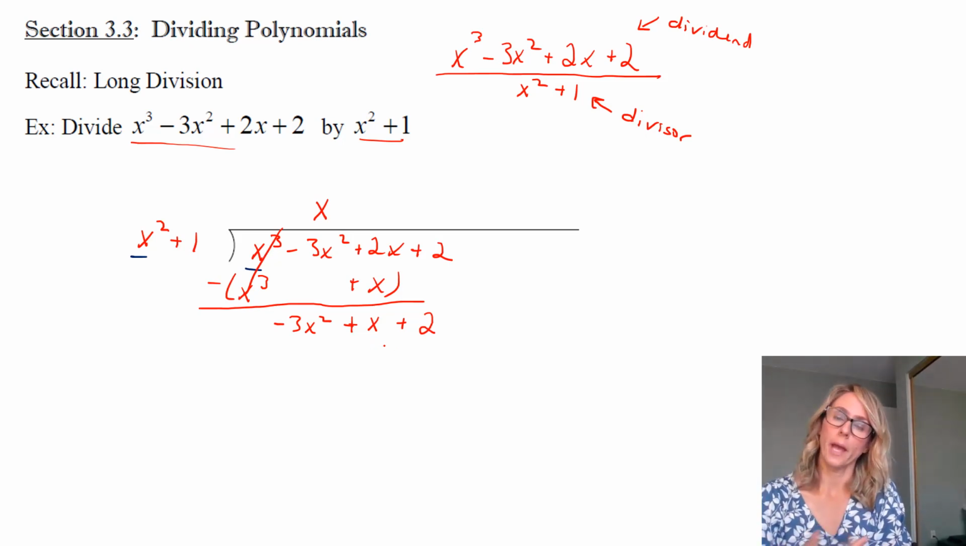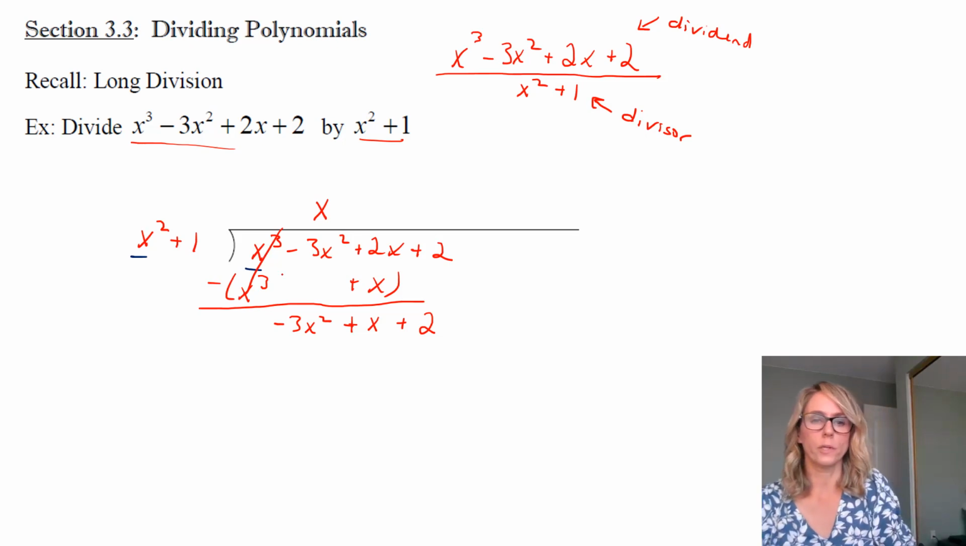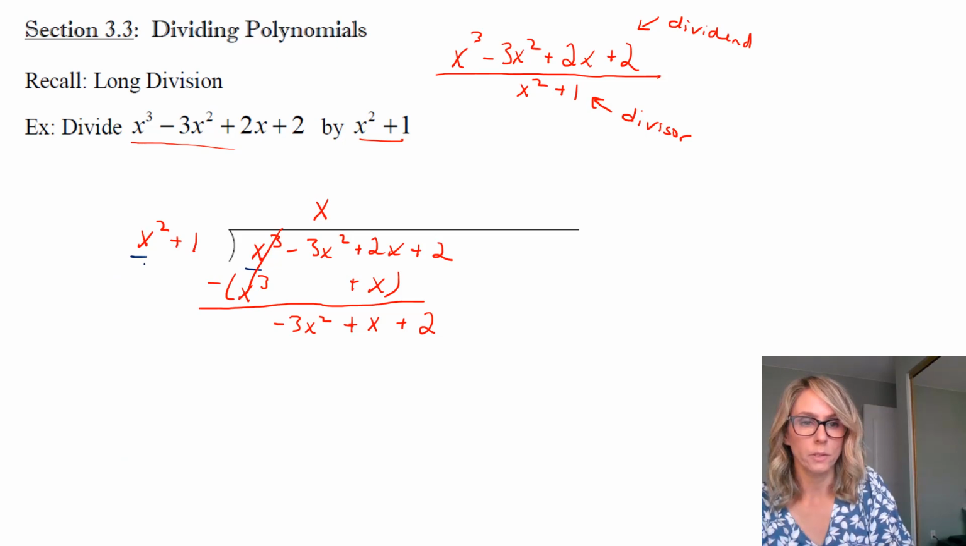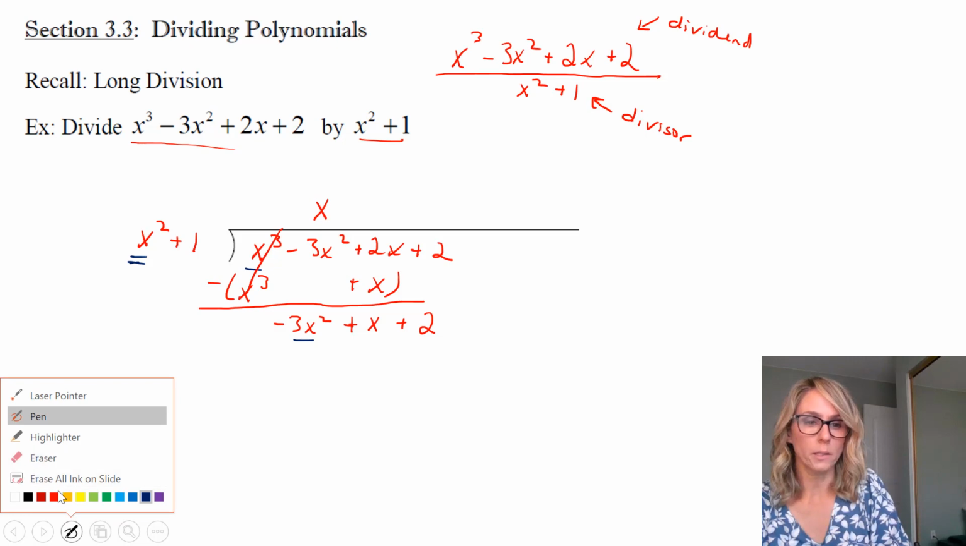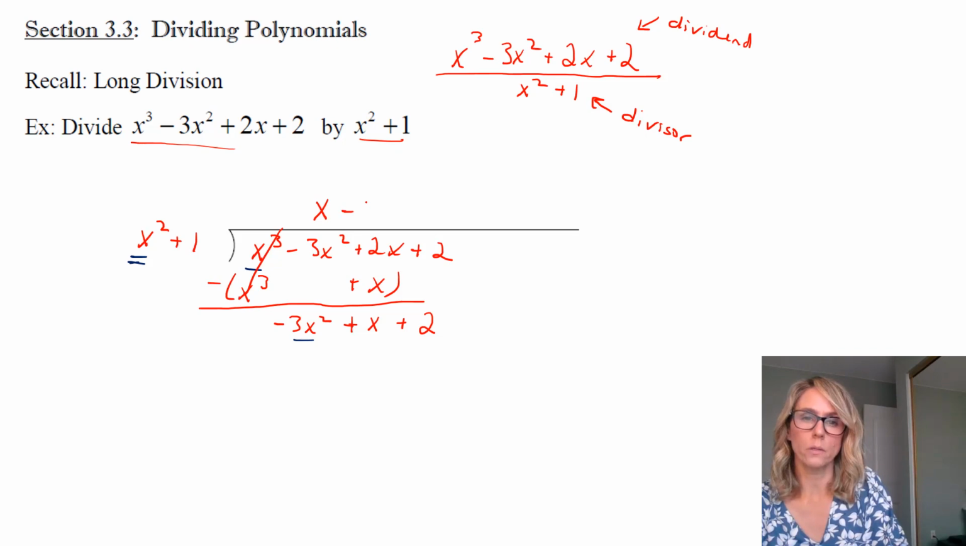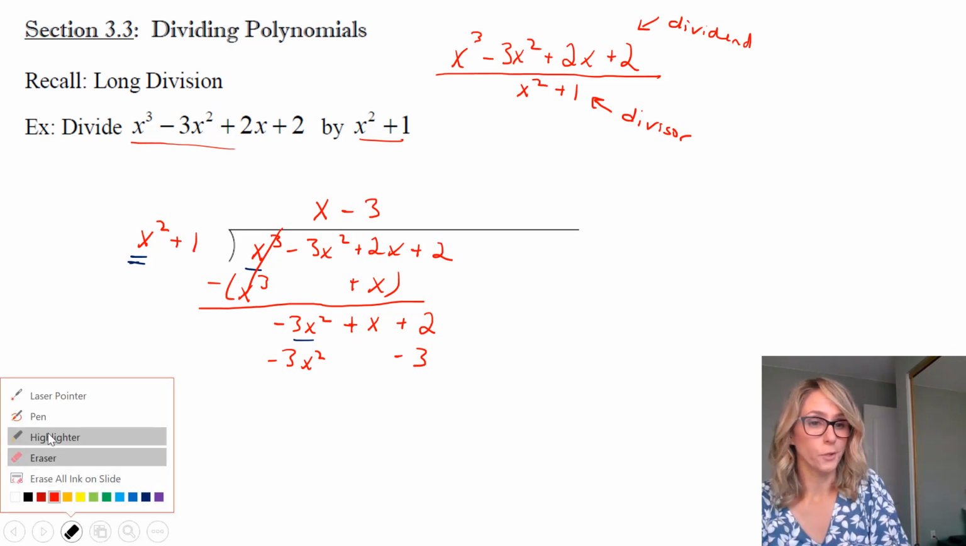Now you start all over again, still focusing on the x squared in your divisor, but now with the minus 3x squared. So you're asking yourself, what times x squared would give you a minus 3x squared? The answer, of course, is a minus 3. Now we multiply, just like before: negative 3x squared minus 3. I don't have anything underneath my x because there's no like term there.